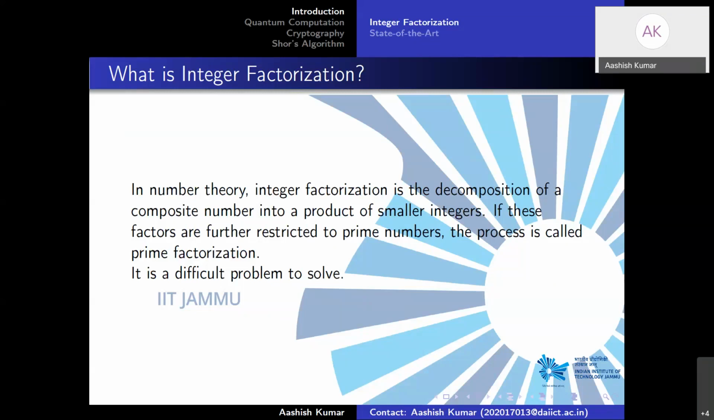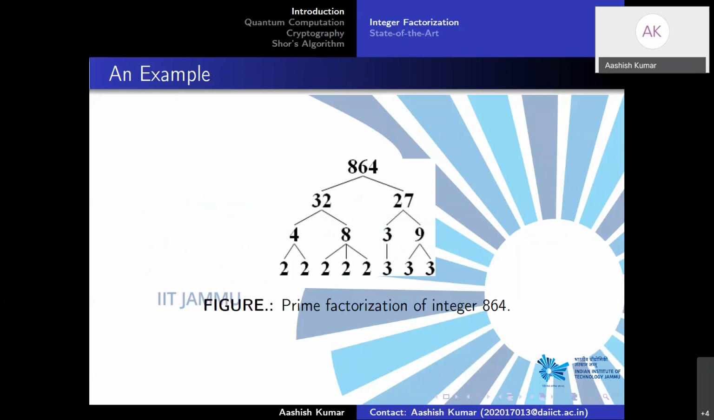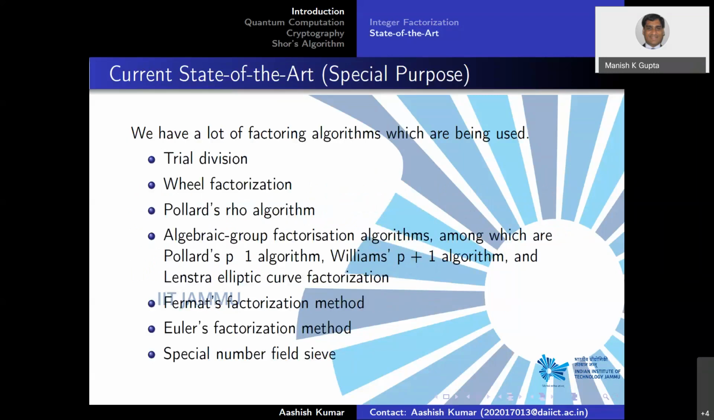Okay, so beginning with integer factorization, what it is. Integer factorization is the decomposition of a composite number into a product of smaller integers. And if these factors are further restricted to prime numbers, the process is called prime factorization. And this is a difficult problem to solve. This could be seen as an example of prime factorization of base 16. So these are some state-of-the-art algorithms.